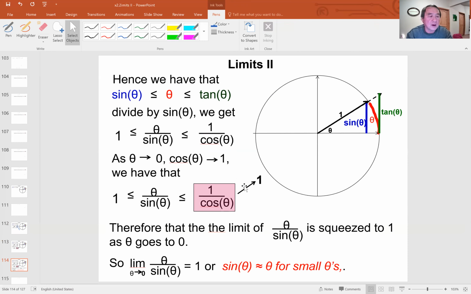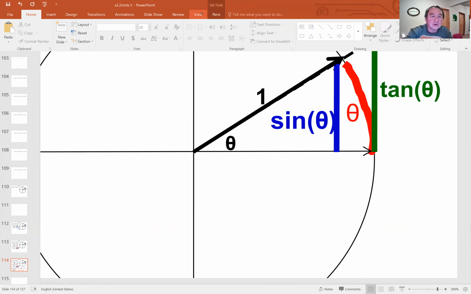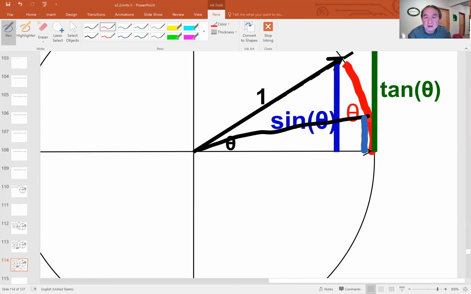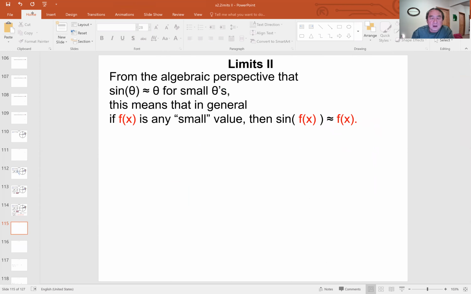So sine theta is roughly equal to theta for very small theta. In other words, what we mean by that is if I have a very small angle, then basically the blue height and this arc length theta, this little portion, are basically the same length. The smaller the theta is, the more they are equal to each other. So that's what this theorem says.